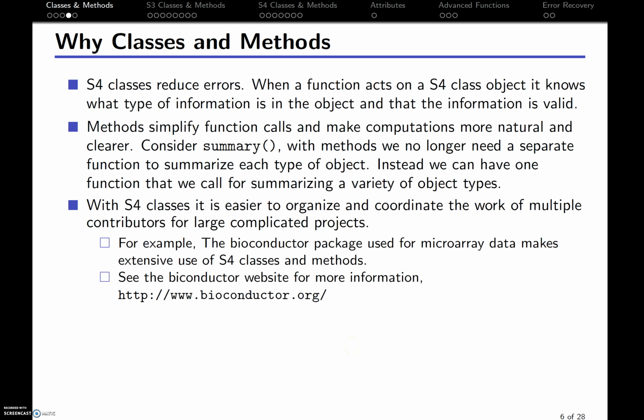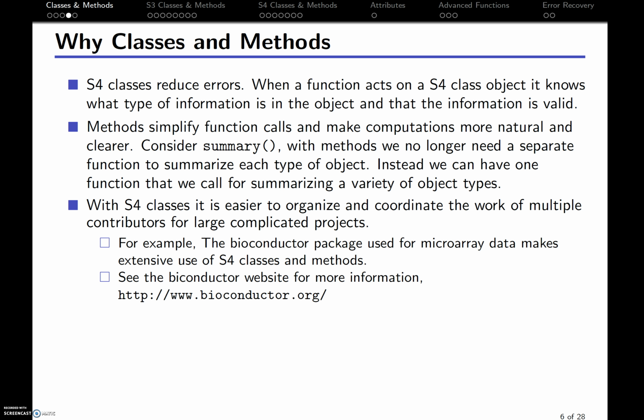Okay, so one reason to use S4 classes is they do reduce errors. When a function acts on an S4 class, it knows what information is in the object and can tell whether or not that information is valid. So that validation is a natural part of that class definition. Whereas in S3, you can use an object in a very inappropriate way, and there's nothing within the definition of the class of the S3 object that prohibits or precludes you from doing that. So that is a drawback. But again, it's harder to do.